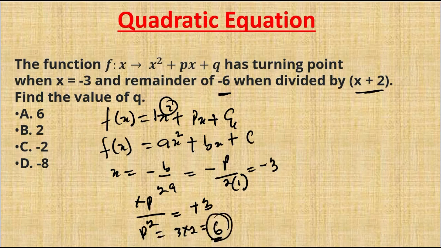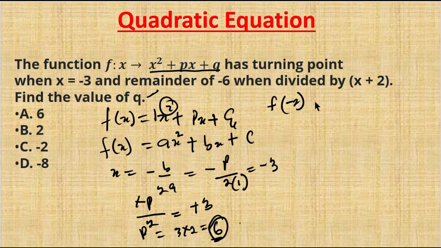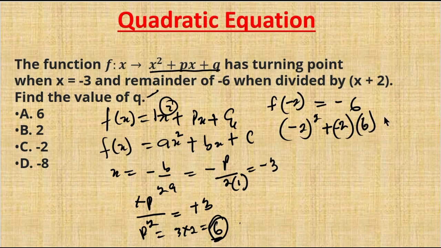Now, if p is equal to 6, my examiner wants us to find the value of q. To find the value of q, remember that the remainder is minus 6 when this function is divided by x plus 2. That is, when f of minus 2 is substituted in this function, I shall have minus 6. So that minus 2 all squared, plus minus 2 times p, which is 6, plus q equals minus 6.